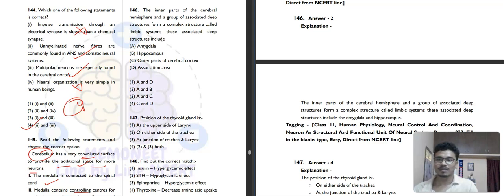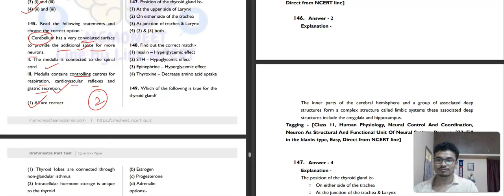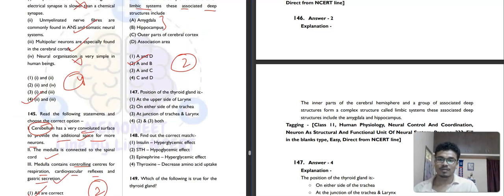Then question number 146. The inner parts of the cerebral hemisphere and a group of associated deep structures form a complex structure called the limbic system. Their associated deep structures include amygdala, hippocampus, and the outer parts of the cerebral cortex or association area. So this basically includes amygdala and hippocampus. So second option will be your correct answer. Then question number 147. The position of the thyroid gland is at the upper side of the larynx, on either side of the trachea, at the junction of trachea and larynx. So fourth option will be your correct answer.